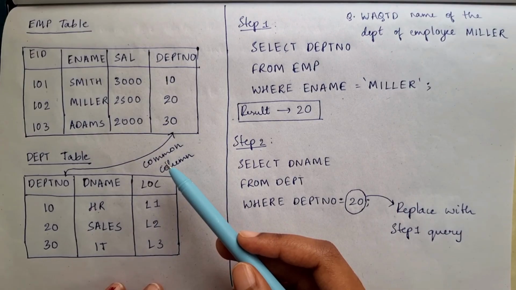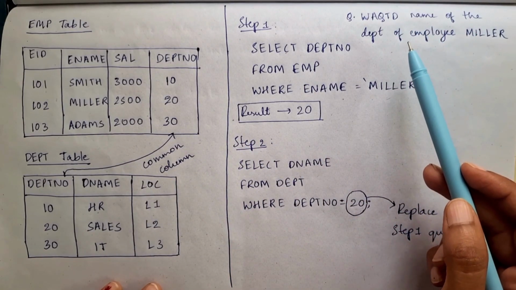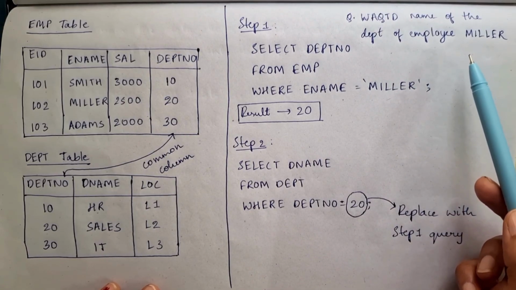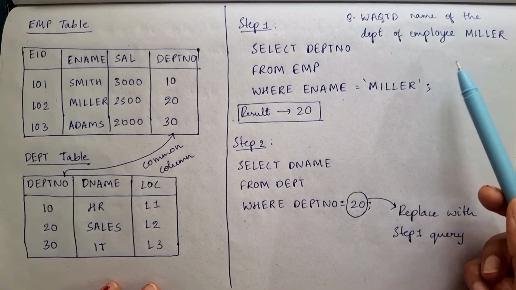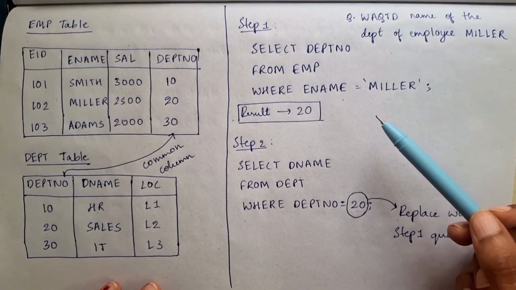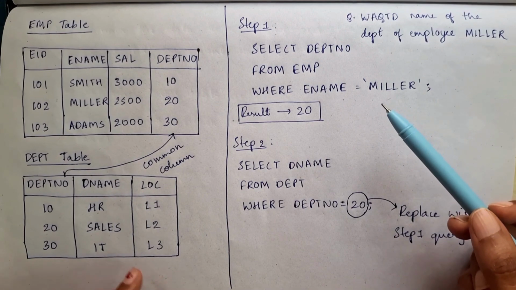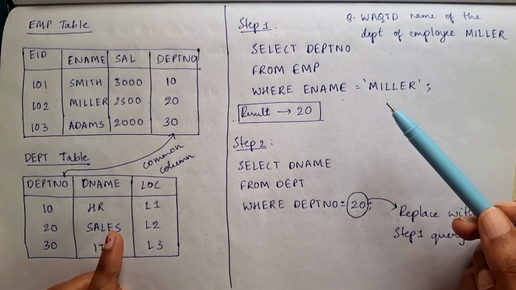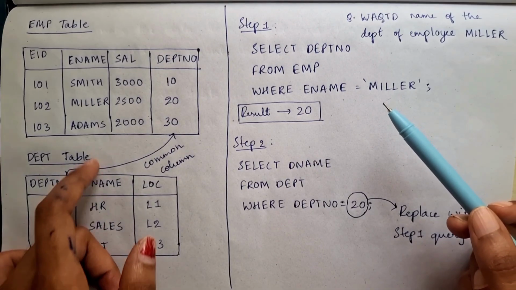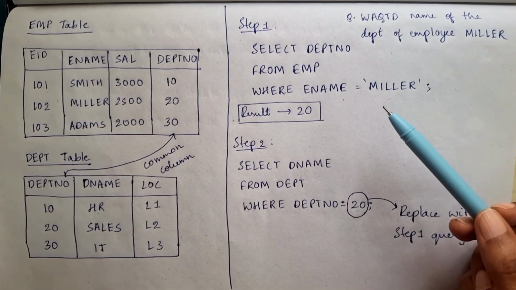Now let us look at the first question. Write a query to display the name of the department of employee Miller. So guys, the question is asking us to find the department name of the employee Miller. Now let's break it down step by step. First, we need to identify where the required information is present. The department name, which is DNAME, is present in the department table. But the condition in the question is based on employee name Miller, and employee names are stored in the EMP table.